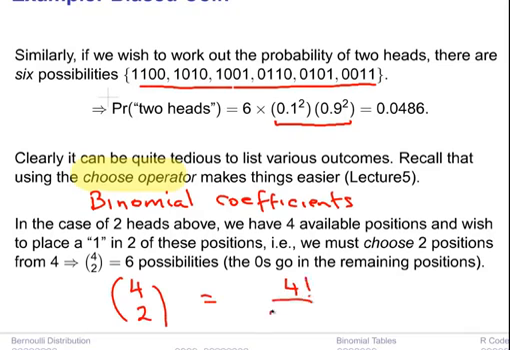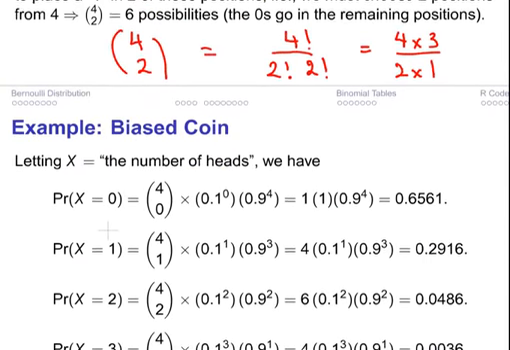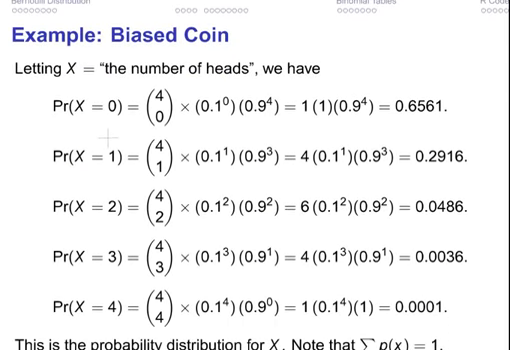Four factorial over two factorial times four minus two factorial, which is two factorial. Working that out: four by three over two by one. The two factorials cancel out, so essentially 12 over 2, which is 6. So binomial coefficients are what we need to brush up on there.